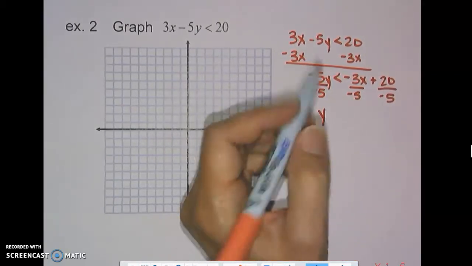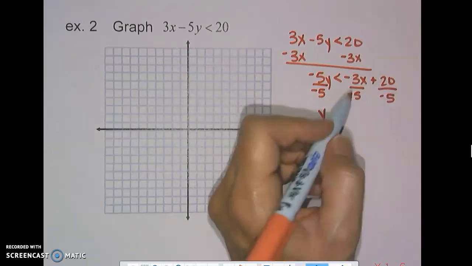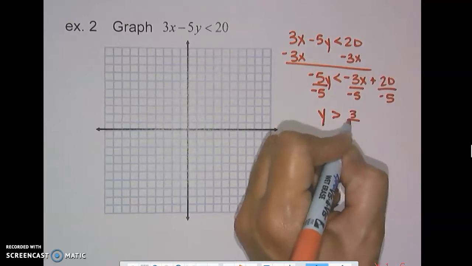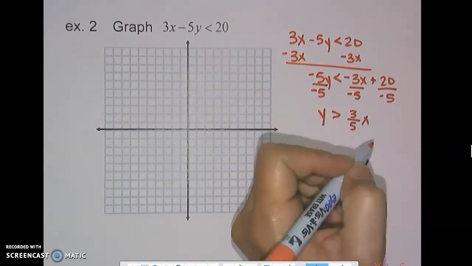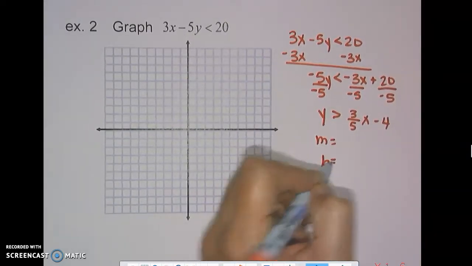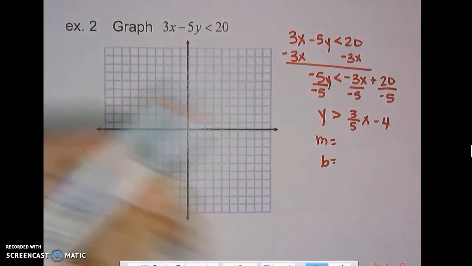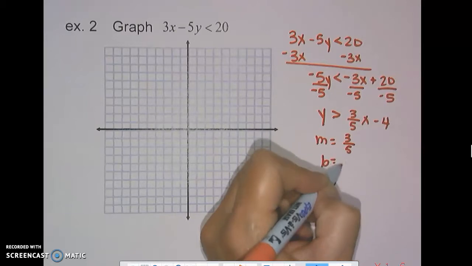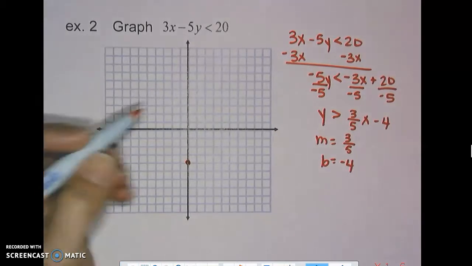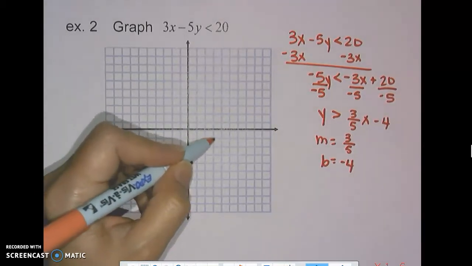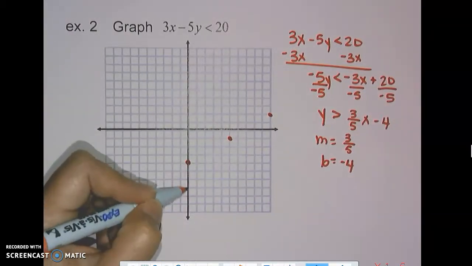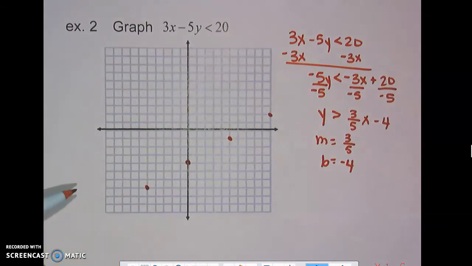So that's going to give us y. Since we divided by a negative number, we need to flip the sign. Negative 3 divided by negative 5 is a positive 3/5. Keep the x. And 20 divided by negative 5 is a negative 4. So now we can choose m and b and go from there. So m is 3/5, b is a negative 4. We begin with b, so we're starting here at negative 4, and we're going to count up 3 and right 5 spaces and do that again. Or you can go down 3 and left 5 spaces.